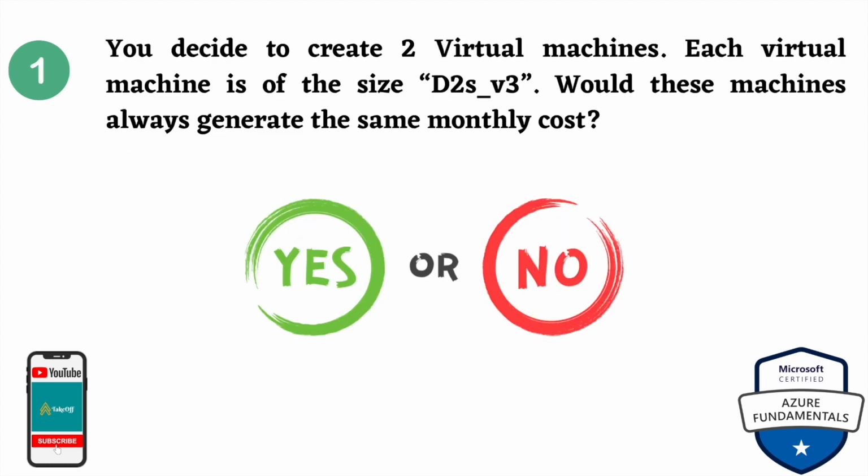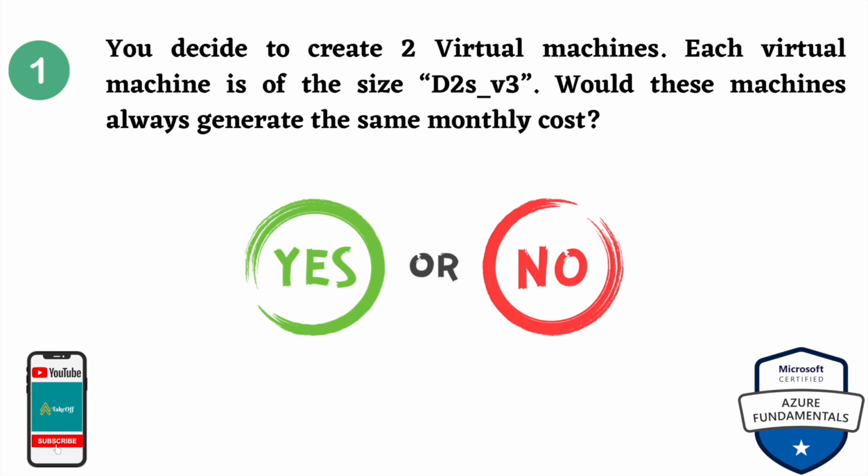The first question is, you decide to create 2 virtual machines. Each virtual machine is of the size D2S V3. Would these machines always generate the same monthly cost? Pause the video here and check your knowledge before I get into the explanation.